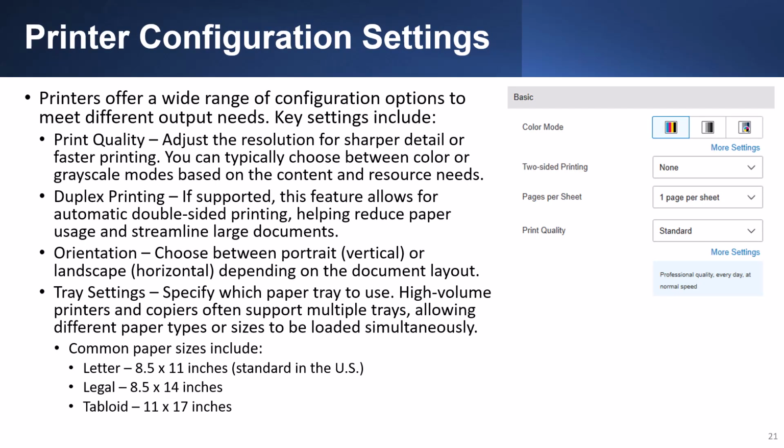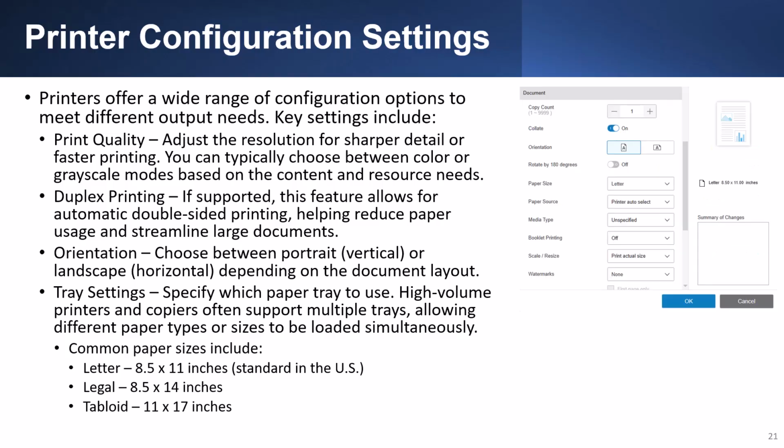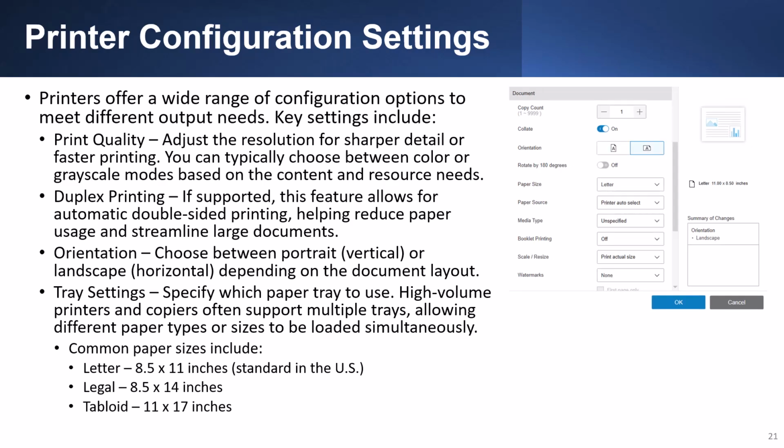Printers offer a wide range of configuration options to meet different output needs. Key settings include print quality, where you adjust the resolution for sharper detail or faster printing. You can typically choose between color or grayscale modes based on the content and resource needs. Duplex printing, if supported, allows for automatic double-sided printing, helping reduce paper usage and streamlining large documents. Orientation: choose between portrait, or vertical, or landscape, or horizontal, depending on the document layout.